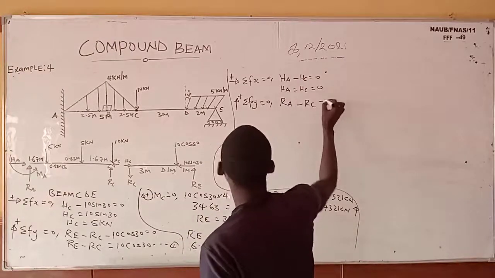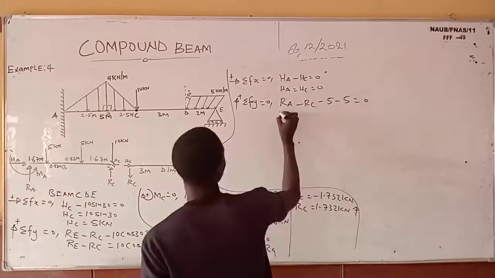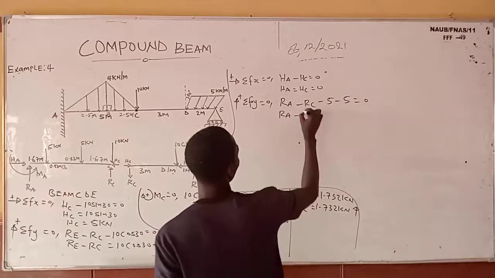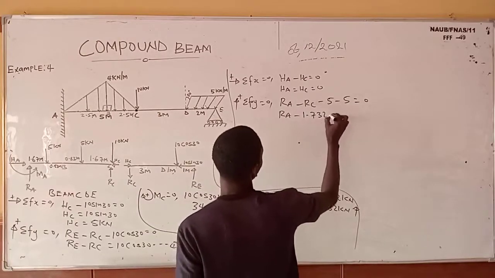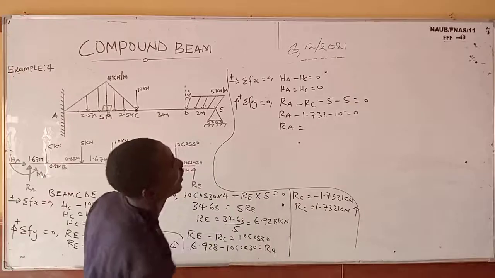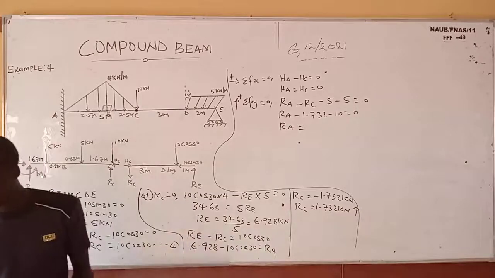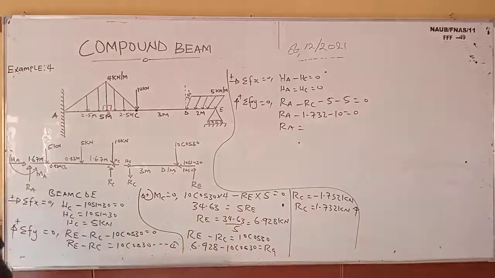So now we have ROA minus ROC minus 5 minus 5 equals 0. So it means ROA minus ROC, which is 1.732 minus 10 equals 0. So ROA will be equal to minus 1.732, minus 10. Let me confirm this. I did not solve this here.